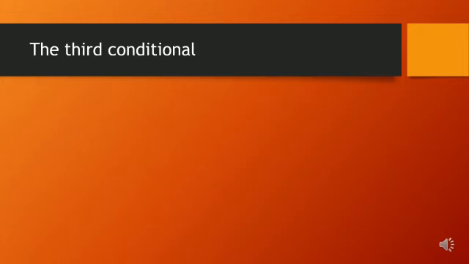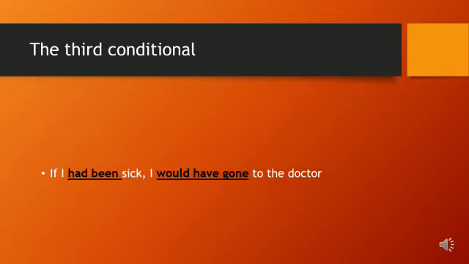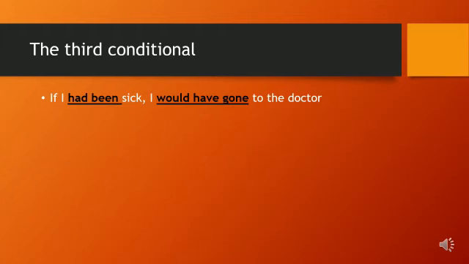Now the last of the main types of the conditional, which is the third conditional. We talk about this type when we are imagining a different past, different to what actually happened. For example, if I had been sick, I would have gone to the doctor. Was I really sick? No, I wasn't. So I didn't go to the doctor. I'm not talking about what actually happened. I'm talking about what could have happened in the past, but it didn't.